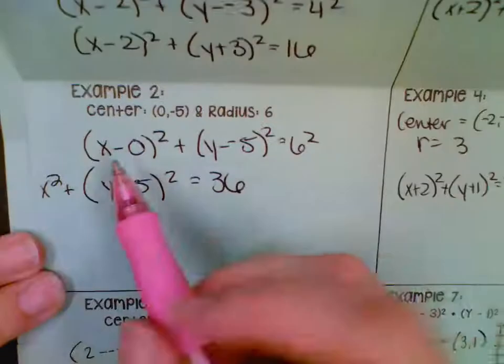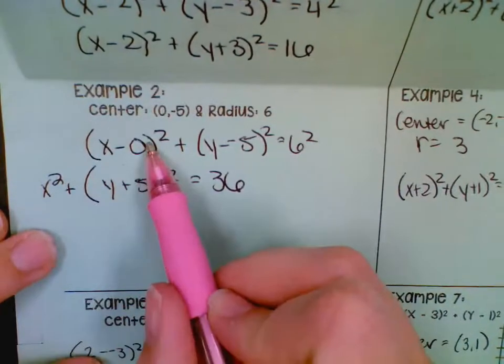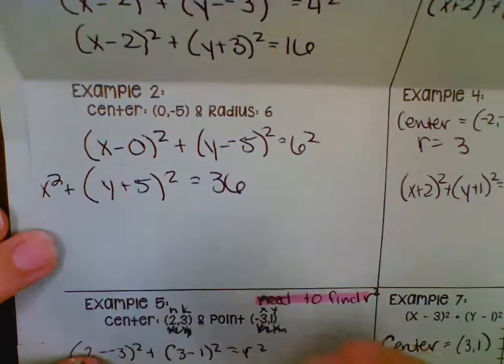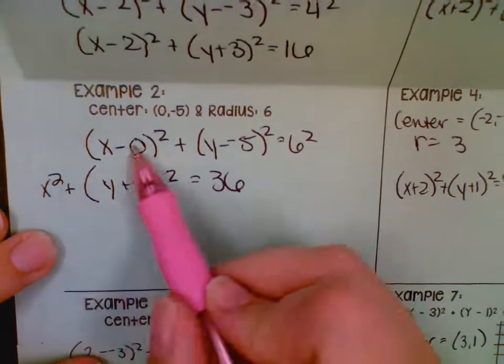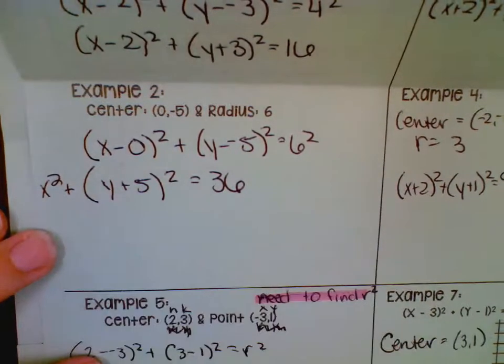Okay, so for example 2, we plugged those in, and since it was minus 0, I just wrote x squared. You don't need to keep the parentheses. So if there's no parentheses, you've got to remember that that number would be 0.